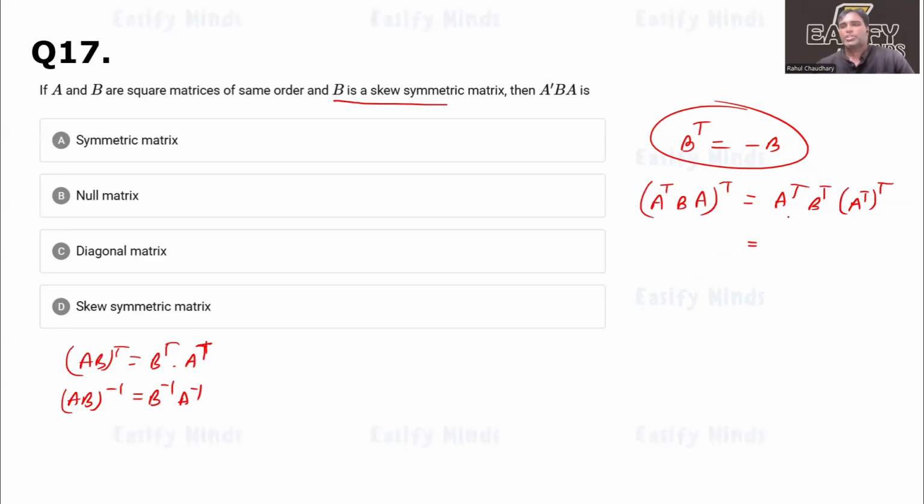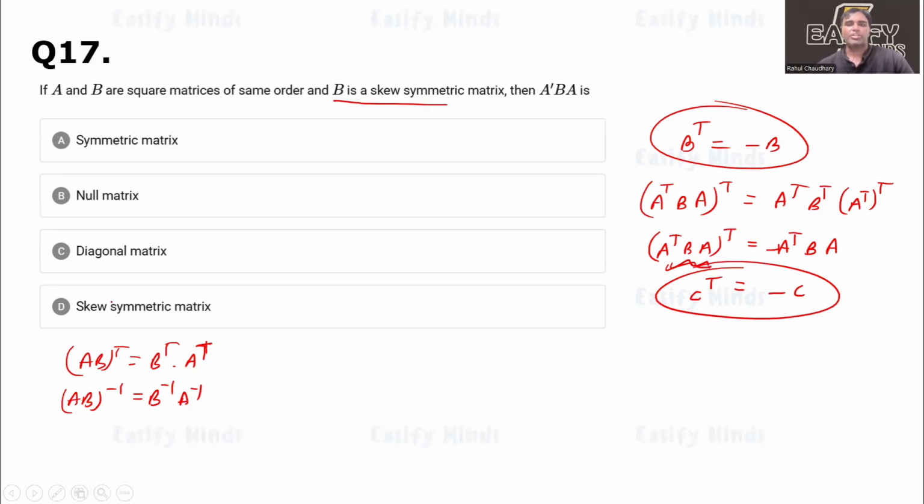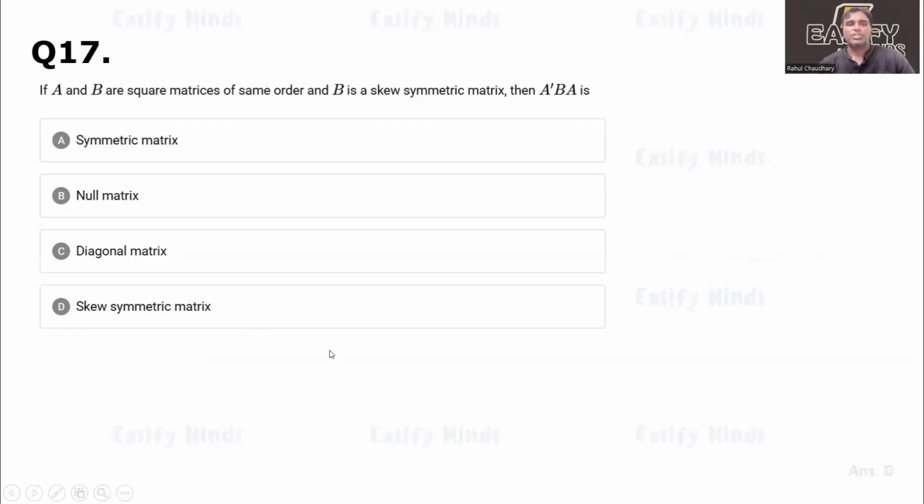So now let's see this one. A transpose is as it is, B transpose is minus B, and A transpose transpose is A. So we are getting something like this. Now if I assume this as C, C transpose is equal to minus C. So which kind of matrix is it? Skew symmetric matrix. So the answer is option D. Right? Clear, everyone? Yes, all of you got correct answer.